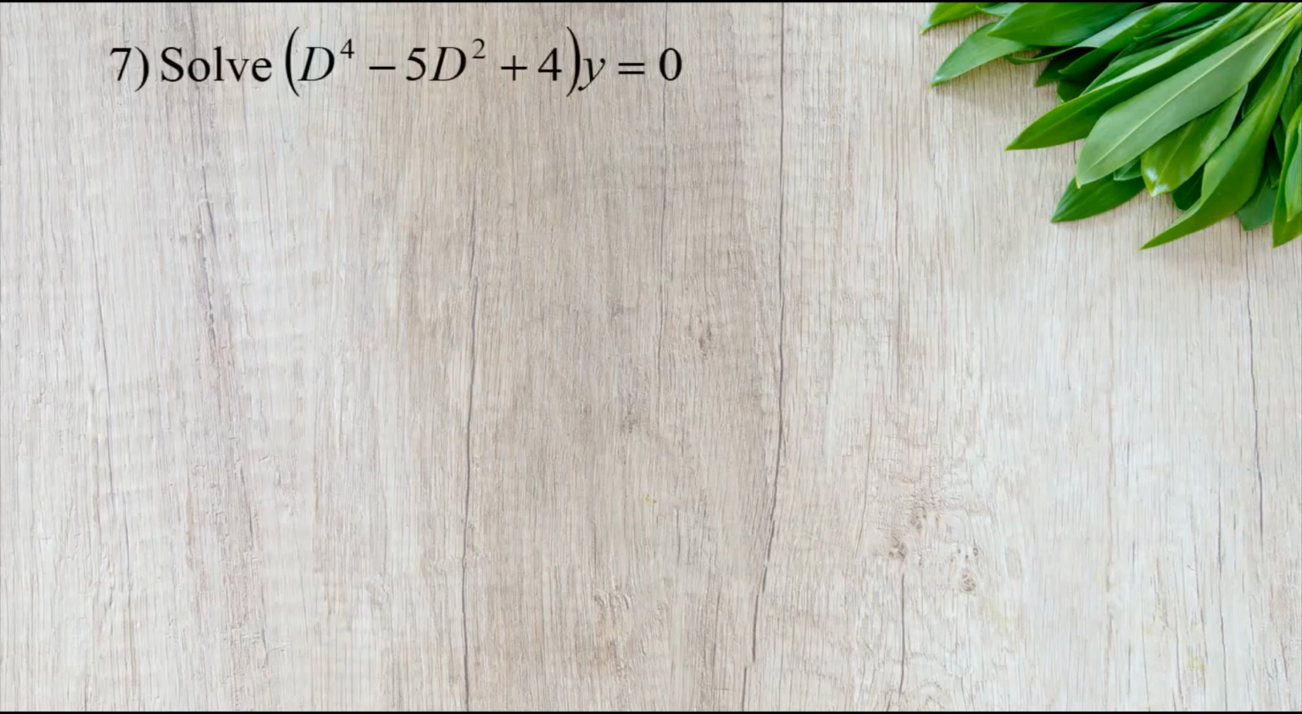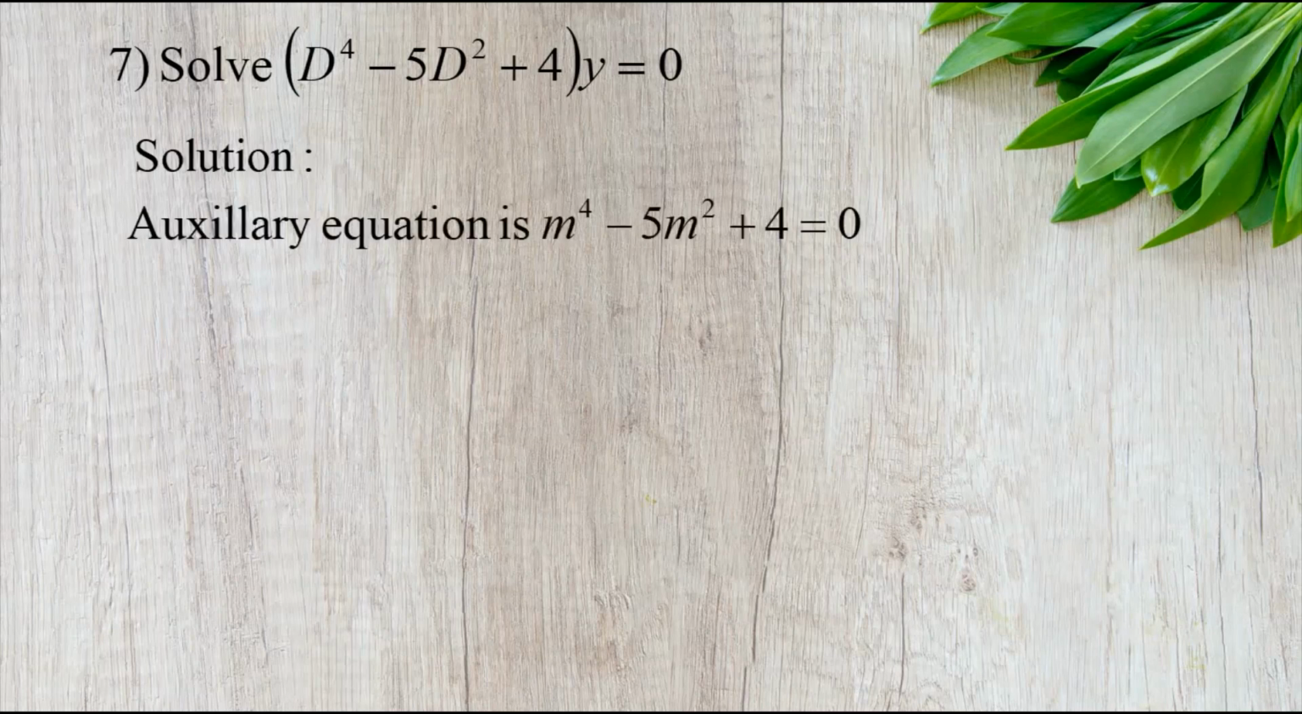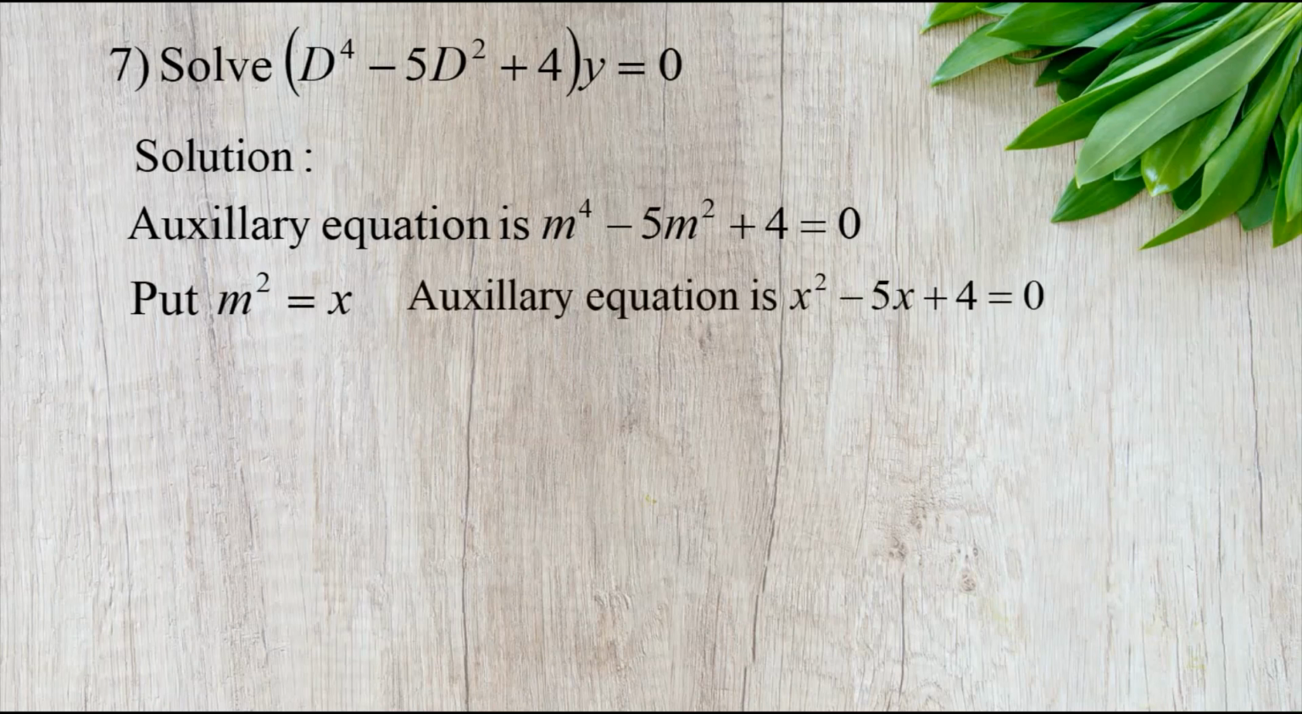Next problem, solve (D raised to 4 minus 5D square plus 4) y equal to 0. There is no need to use only synthetic division or the trial and error method to solve a fourth order equation. If your equation is in this form, that is, all the terms are in powers of D square, then we can use this method. After writing the auxiliary equation, we can replace m square as x. When you put m square as x, we can reduce the fourth order equation to a quadratic equation and we can use the calculator to obtain the roots.